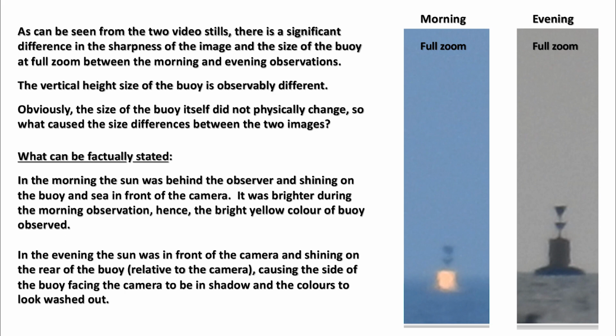In the morning, the sun was behind the observer and shining on the buoy and sea in front of the camera. It was brighter during the morning observation, hence the bright yellow color of the buoy observed. In the evening, the sun was in front of the camera and shining on the rear of the buoy relative to the camera, causing the side of the buoy facing the camera to be in shadow and the colors to look washed out.